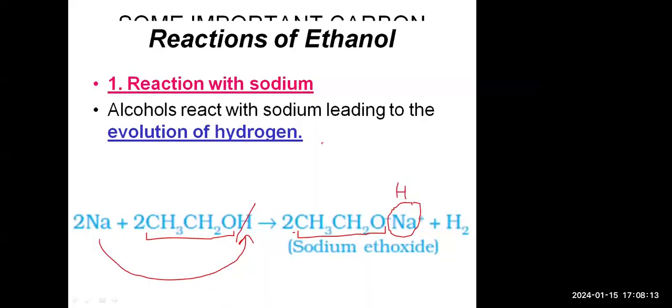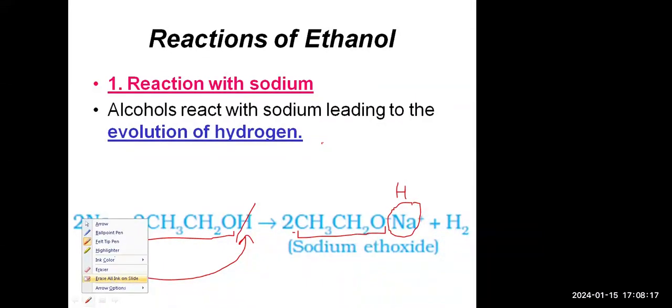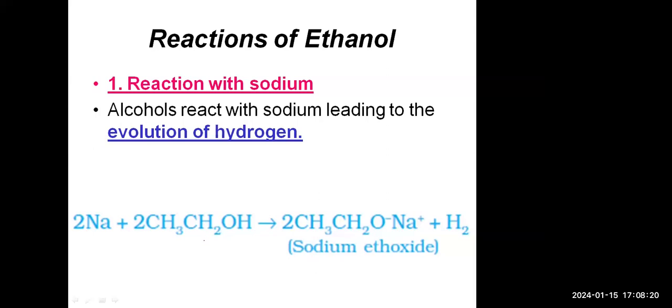and hydrogen. So ethanol reacts with sodium to give sodium ethoxide, and hydrogen gas is produced over here. So this is the first chemical property of ethanol.